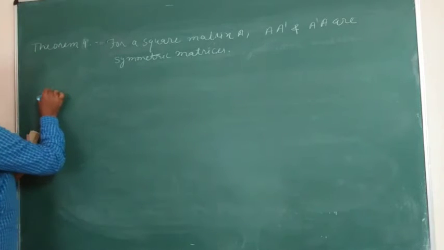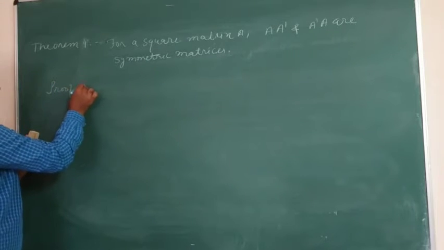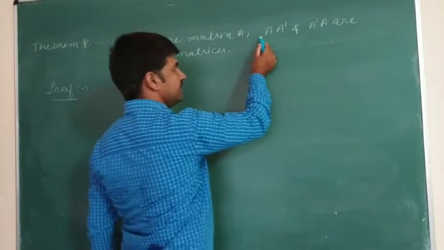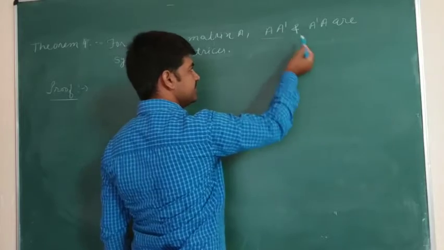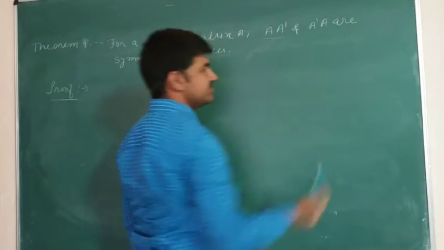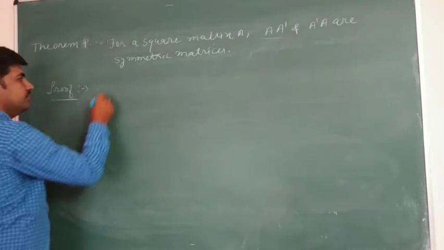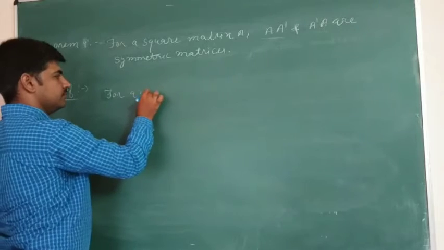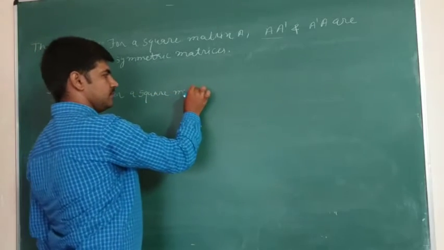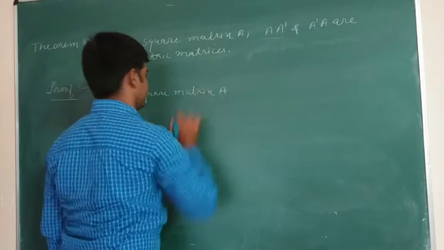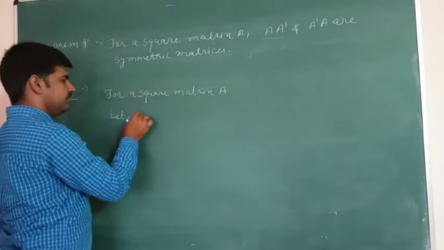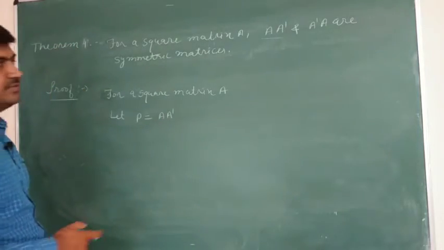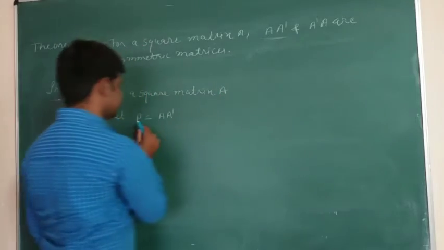So students, the proof for this particular theorem: what we have to prove? We have to prove for a square matrix A, A times A dash is a symmetric matrix, also A dash times A is also a symmetric matrix. So here we go. For a square matrix A, let P is equal to A A dash. The first matrix which we have to prove symmetric, I have supposed as P.